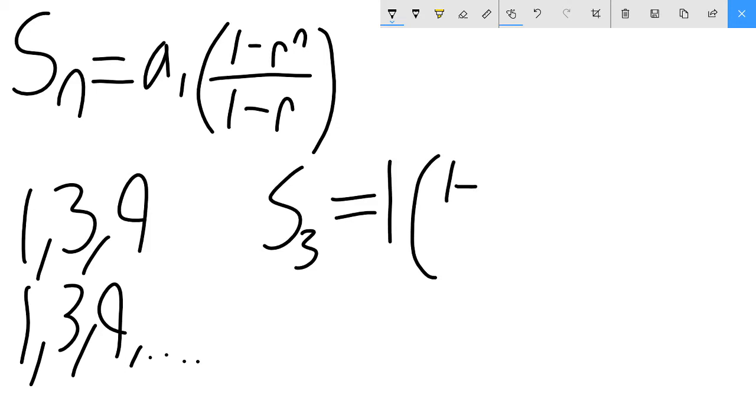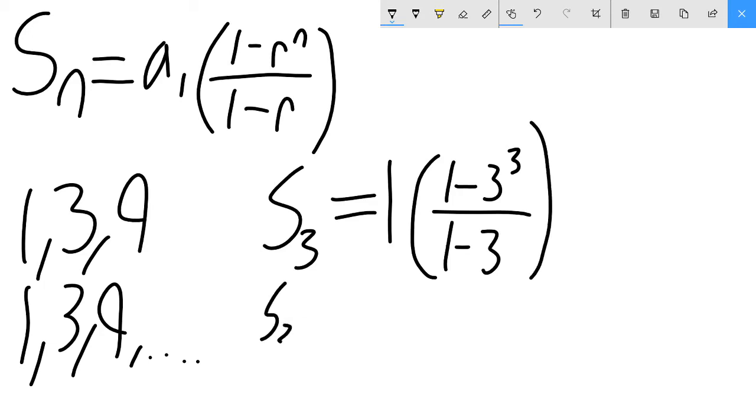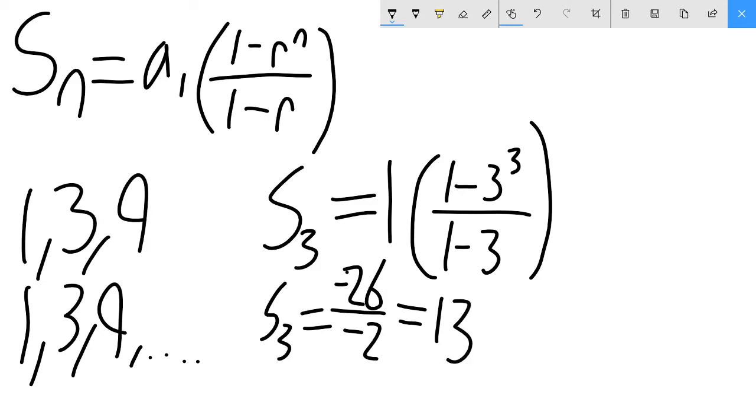So r is the amount you multiply by. In this case, r is 3. So 3 to the power of, and there are 3 terms, so 3 to the power of 3 divided by 1 minus r. So here's 1 minus 3. And so we compute this, and we get 1 minus 27, so negative 26, divided by negative 2, which is equivalent to 13.